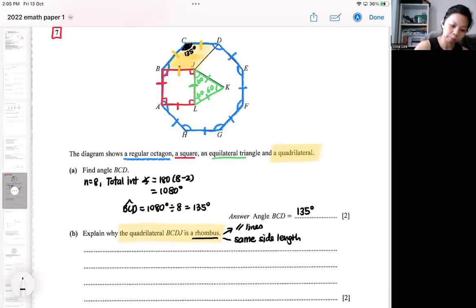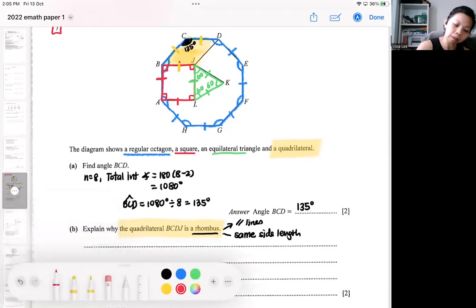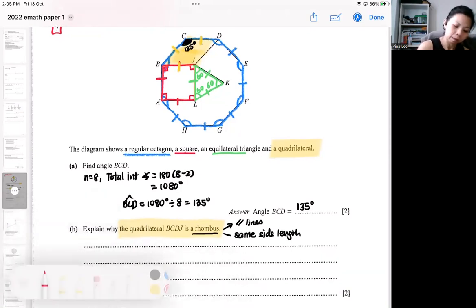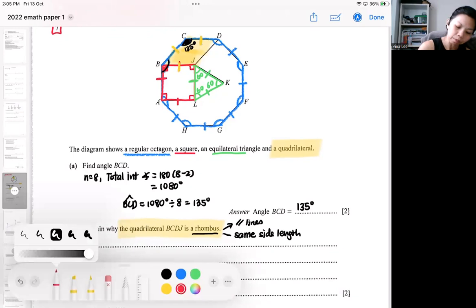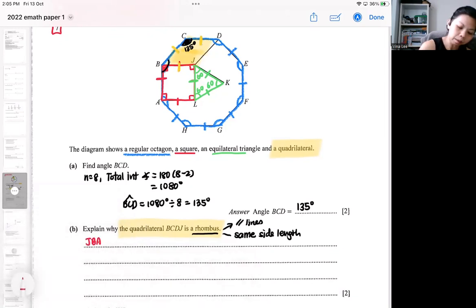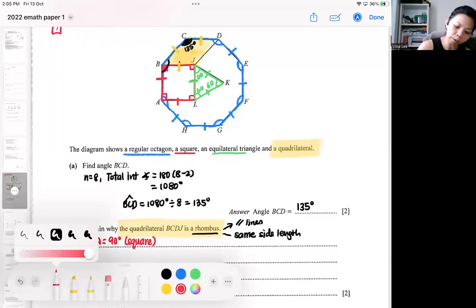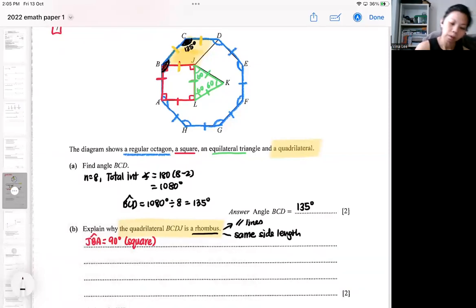So subsequently, how do I prove? Do you realize just now I indicated that there is a 90 degree here, and then of course there's another 135 here. Okay, so you can explain that the 90 degree, where does it come from? So JBA is a 90 degree due to the property of a square. Okay, and then I got another 135 here. So that one is ABC.